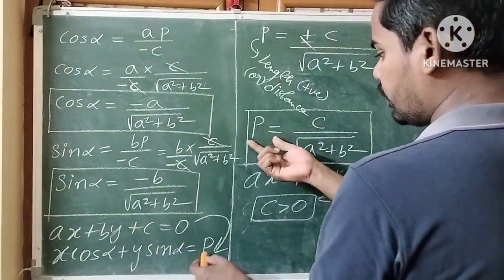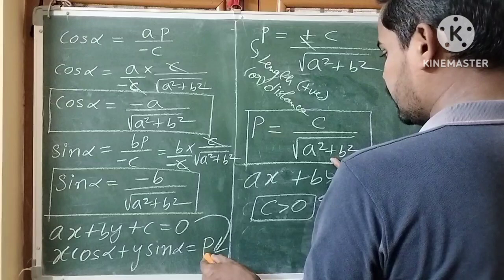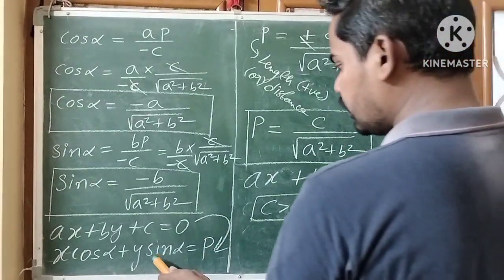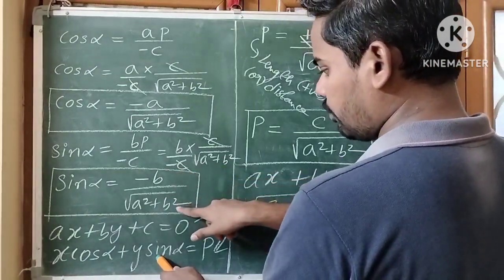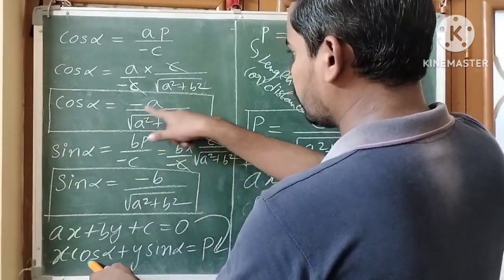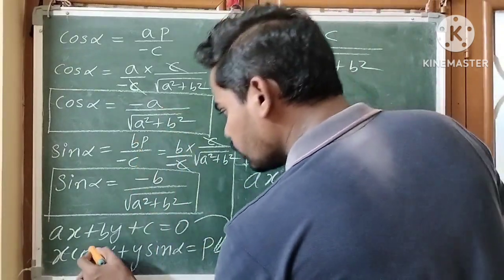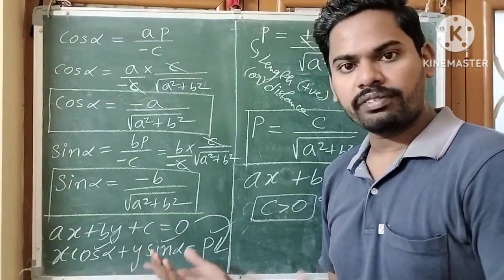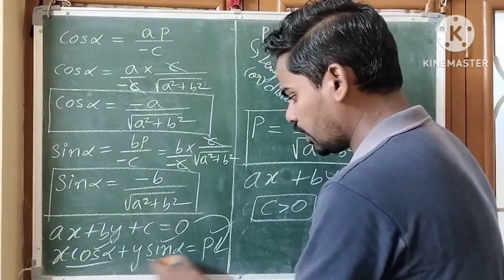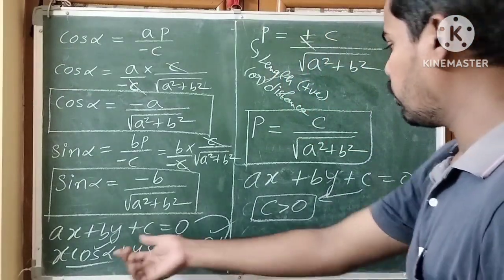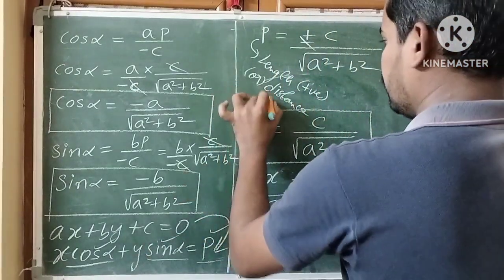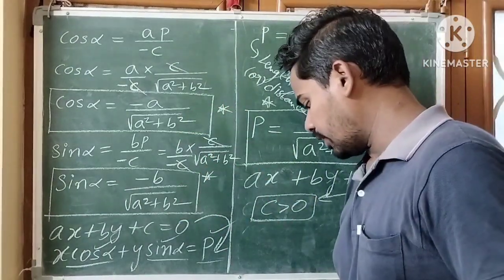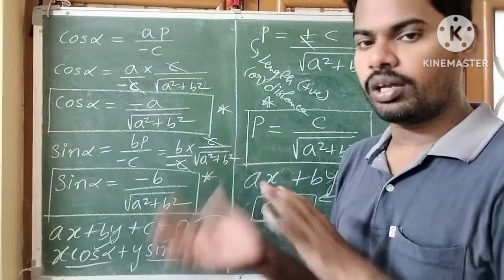So here P is equal to what? P is equal to C by root over A square plus B square. Replace P by C by root over A square plus B square. Sin alpha is equal to minus B by root over A square plus B square, and cos alpha is equal to minus A by root over A square plus B square. So we can find cos alpha, sin alpha and P. To get the normal form of a line, we need cos alpha, sin alpha and P, and we will get all these values from these three formulas. This is all about the conversion of the general form of a line into the normal form of a line.